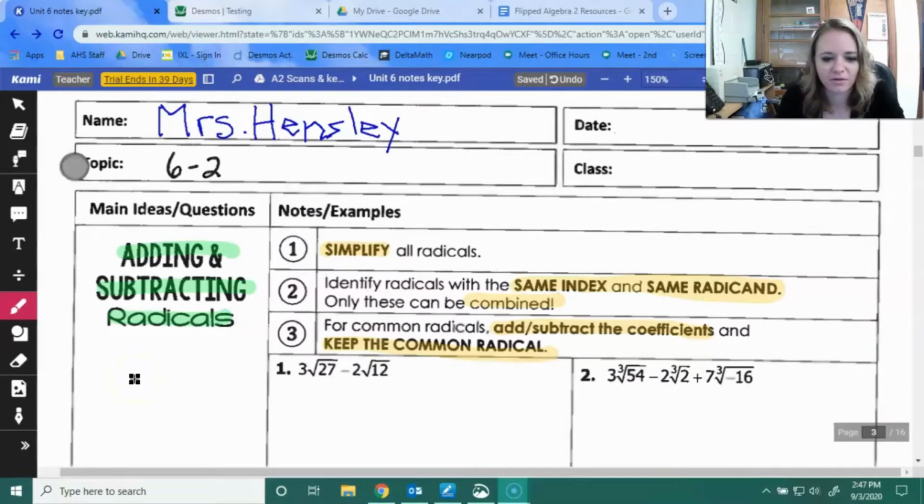Alright guys, here we go, adding and subtracting radicals. So we're going to have to use some of what we just learned about simplifying radicals to do the adding and subtracting of radicals. That's really important, and that is usually the part that people forget about the most. So when I simplify all radicals, that means I'm treating each individual term first.